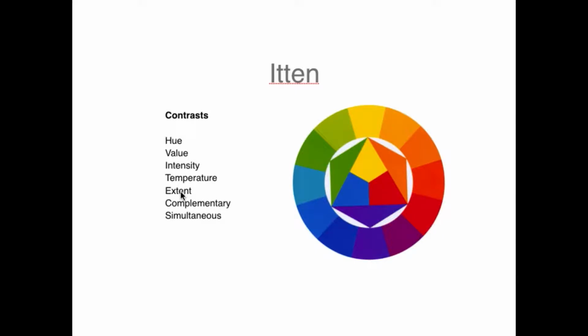The extent or proportion of a color. Temperature is the warmth or coolness of a color. Intensity, of course, is saturation. The value is the lightness or darkness.